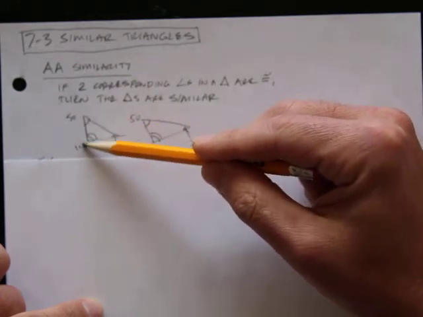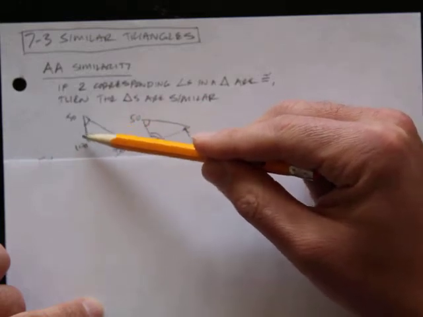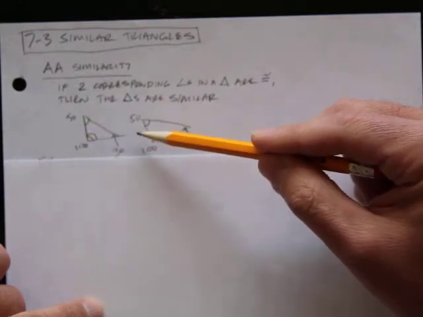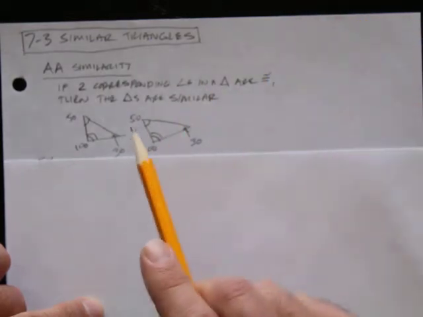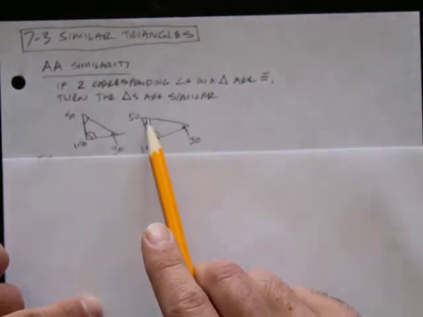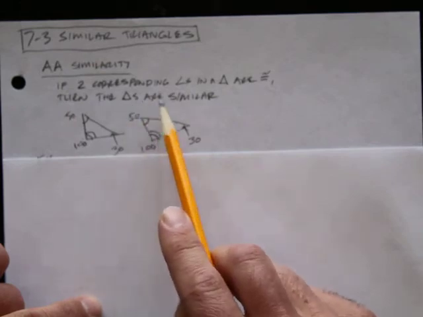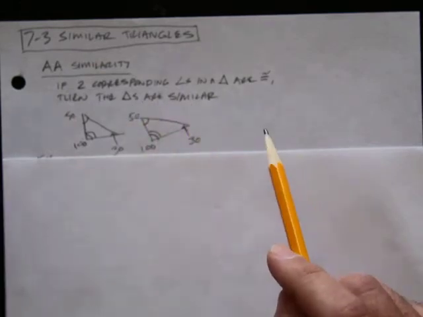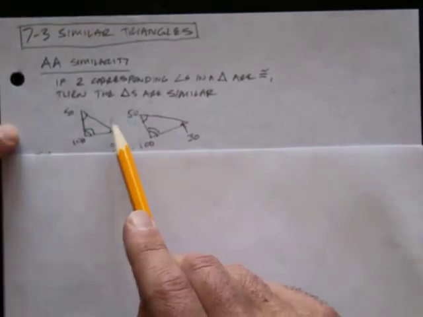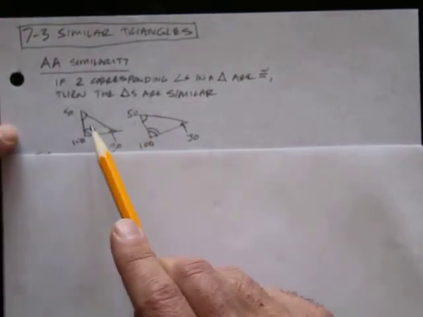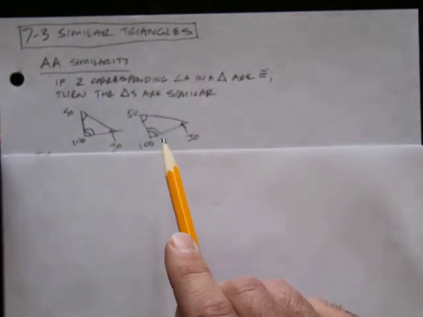And since this is 50 and 100 degrees, what's left here is 30, right? Because 150 subtracted from 180 is 30. Same thing here. So all of the corresponding angles are going to be congruent, and therefore the triangles are similar. We don't need to prove that the sides are proportional. We already know that if all of the corresponding angles of a triangle are congruent.